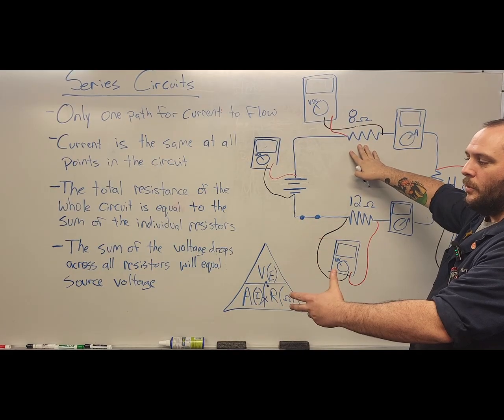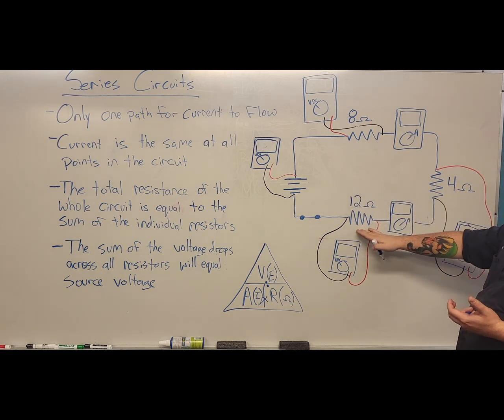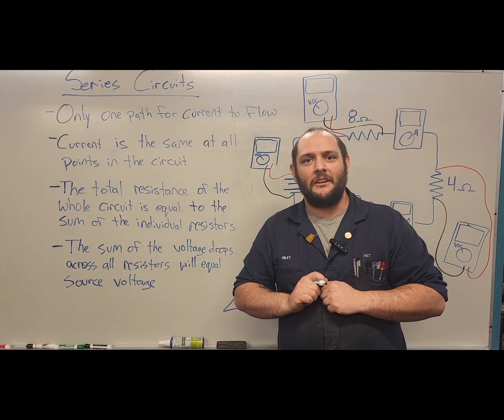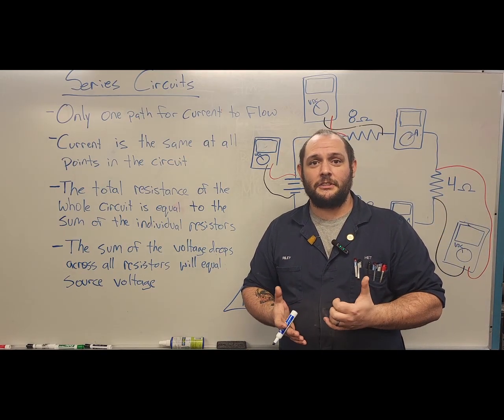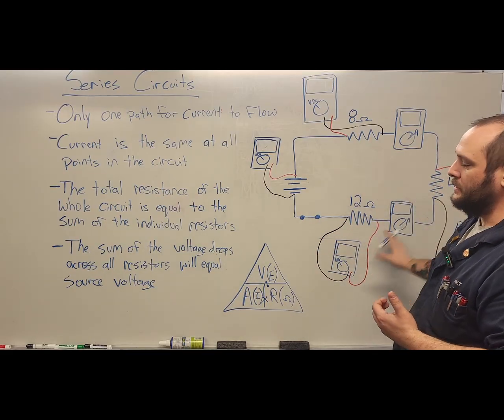In this rule, I'm going to have all source voltage used up across all 3 resistors, and that's going to depend on the individual resistance value of those resistors. Let's take a deep dive into this and apply these rules to this circuit.